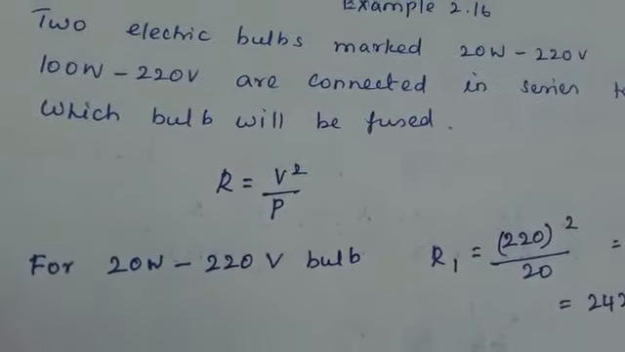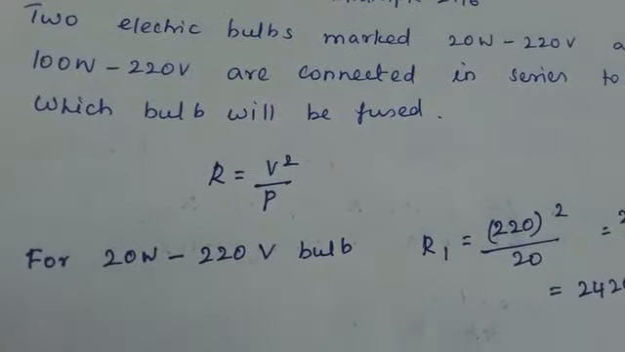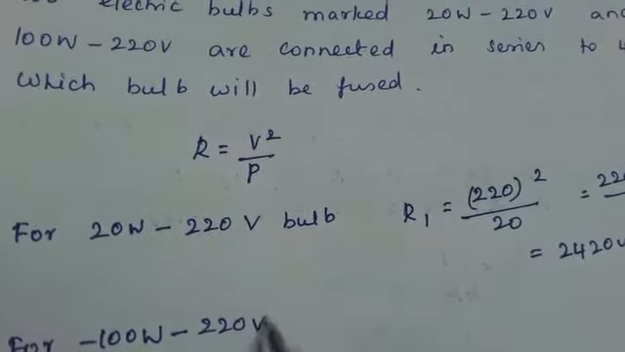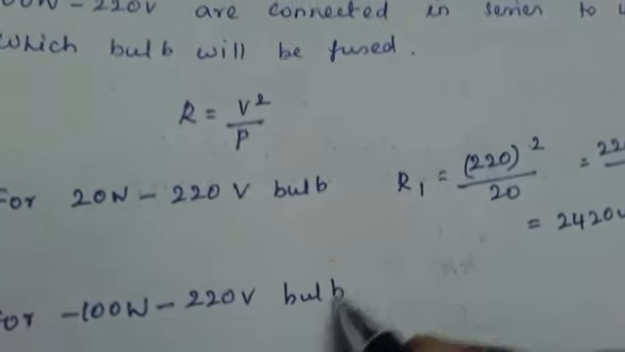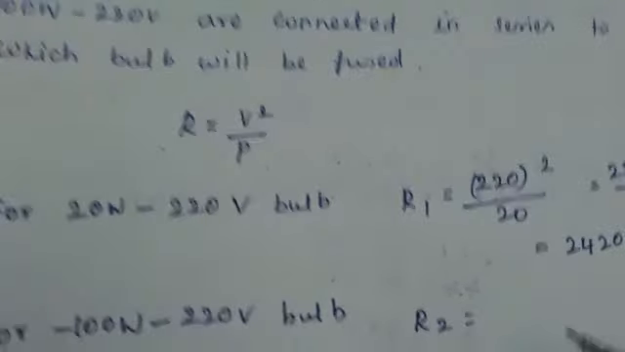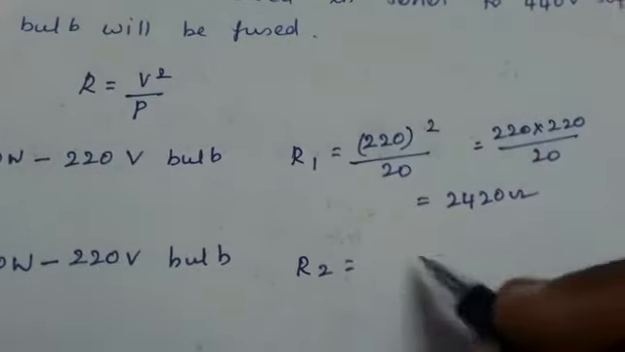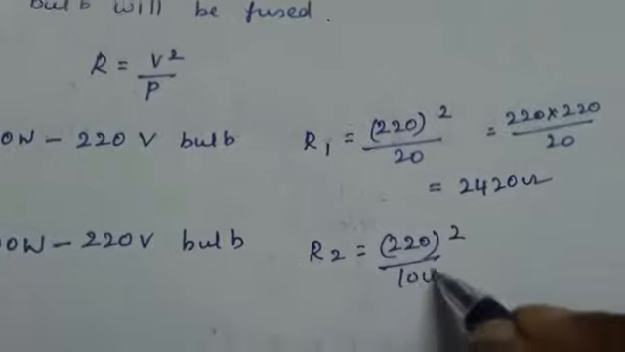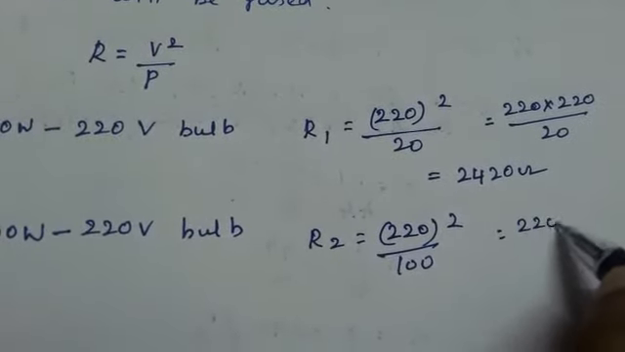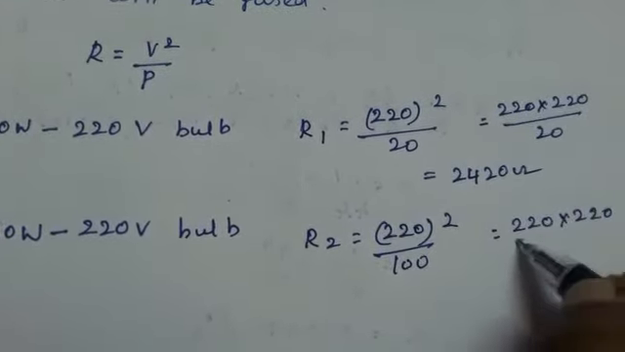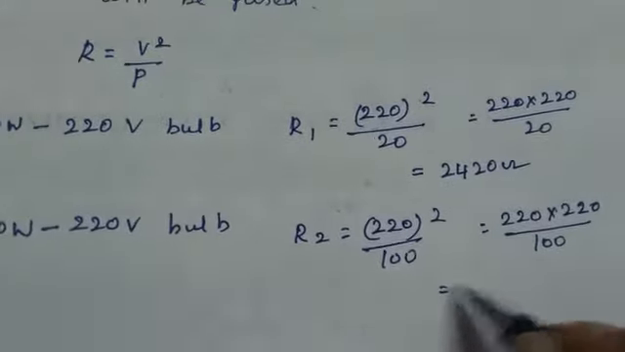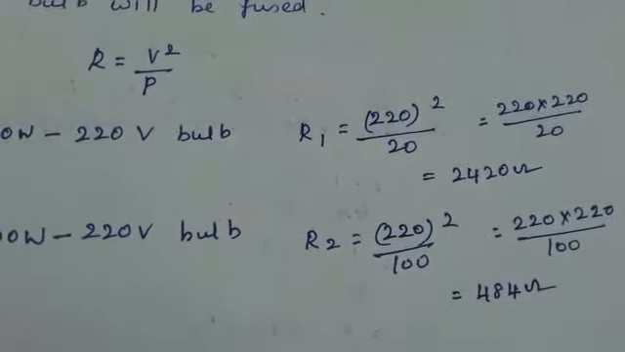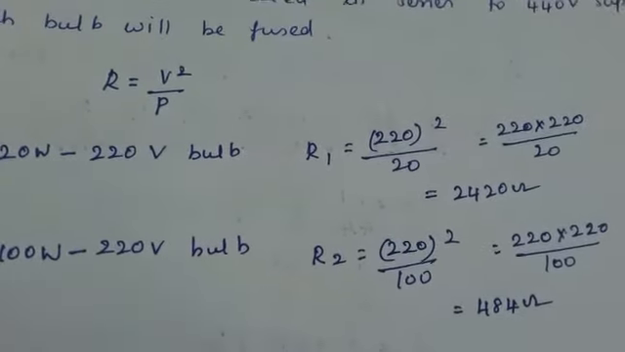Now, for the next bulb, that is the 100 watt 220 volt bulb, we can find R2. R2 is equal to 220 square divided by 100. So it is 220 into 220 divided by 100, which you will be getting as 484 ohm. Now we have found both the resistances.